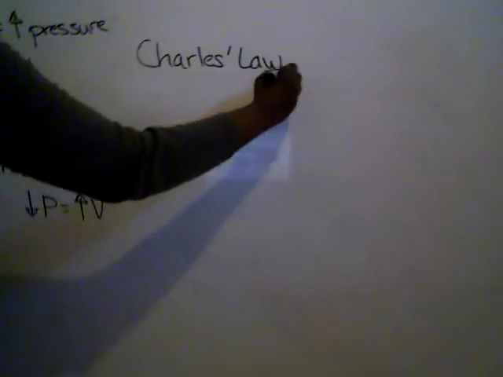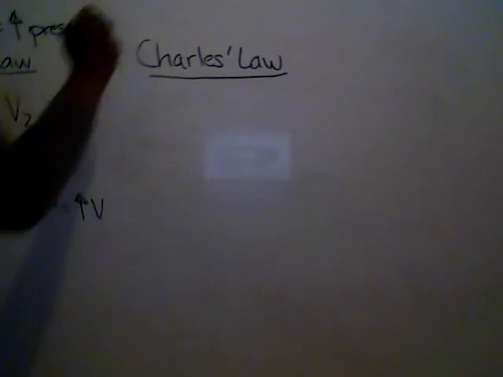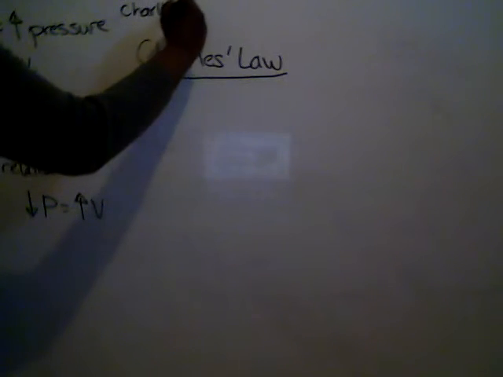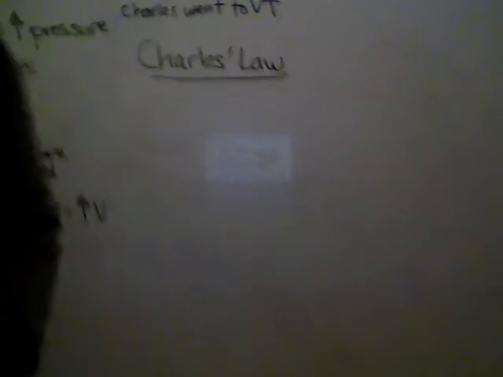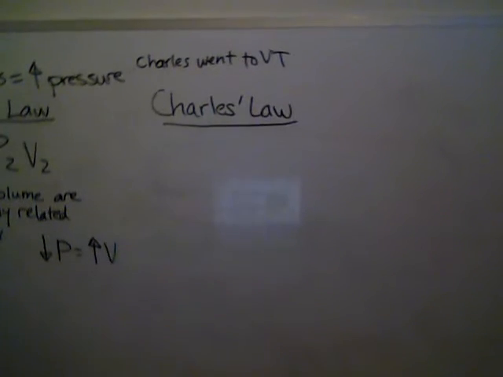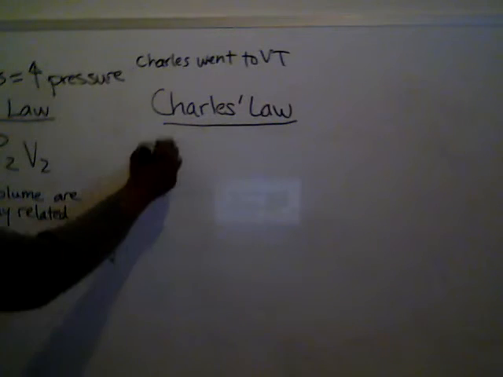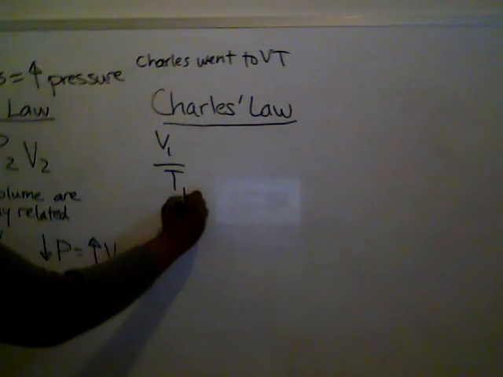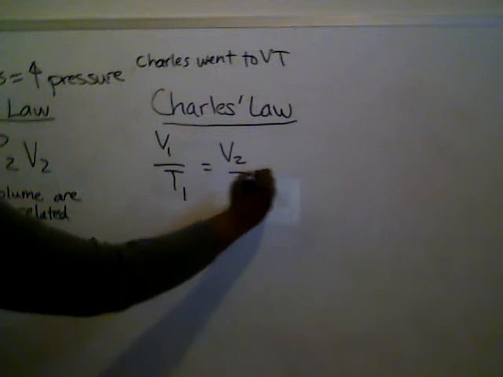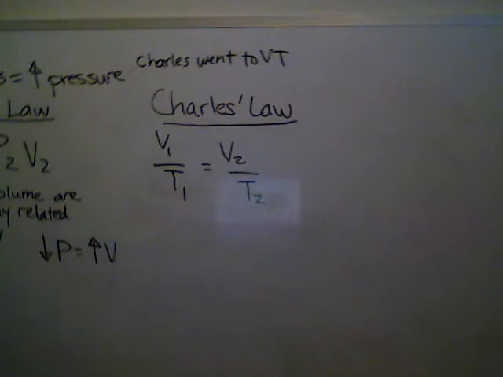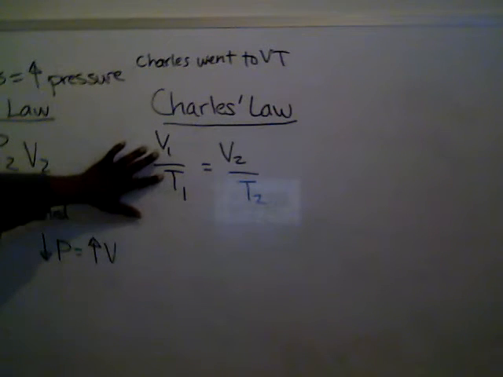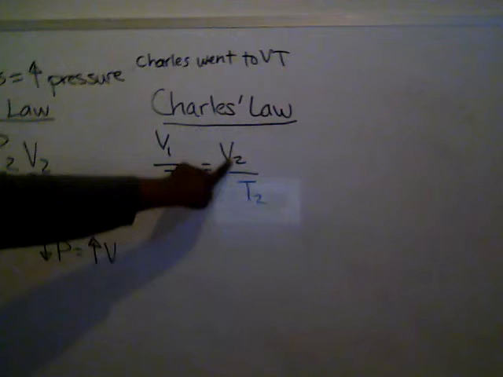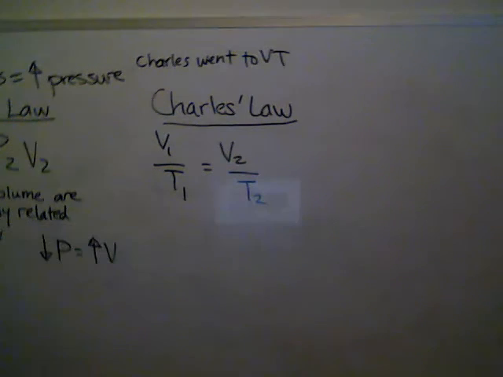So Charles' law. One way to kind of memorize this is, we could say Charles went to VT, or went to Vermont. So Charles went to VT may be a way to try to remember this. So this is V1 over T1 equals V2 over T2 for Charles' law. Again, the V1s and T1s, those are your initial conditions, initial volume, initial temperature. V2 and T2 are your final volume, final temperature.